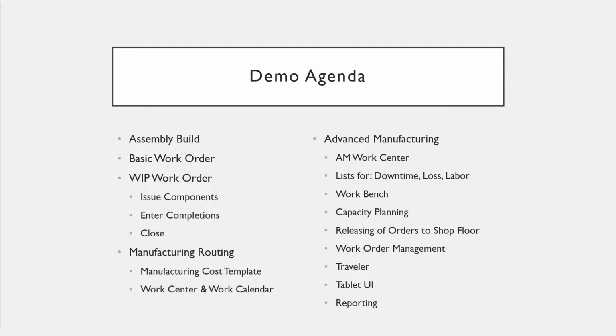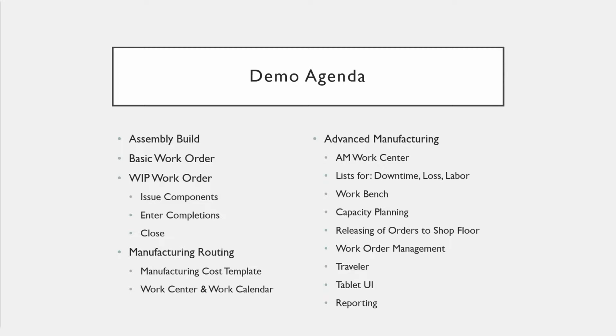So we're going to start out at the basic level with the assembly build. And then we'll look at the next level, which is utilizing the basic work order. And then we will look at the next level, which is the WIP version of a work order in the manufacturing routing. And then lastly, we'll finish off with the highest level of manufacturing within NetSuite, which is advanced manufacturing and all of the records that are associated to advanced manufacturing specifically.